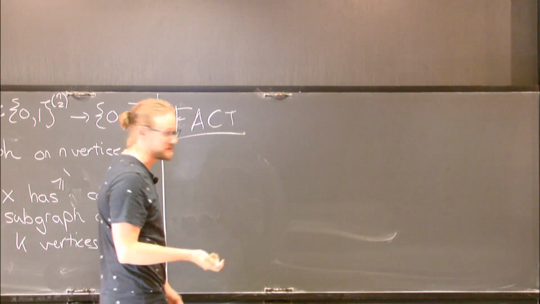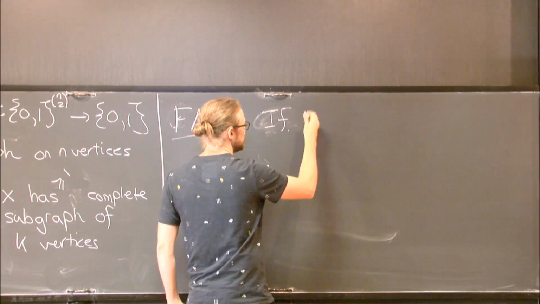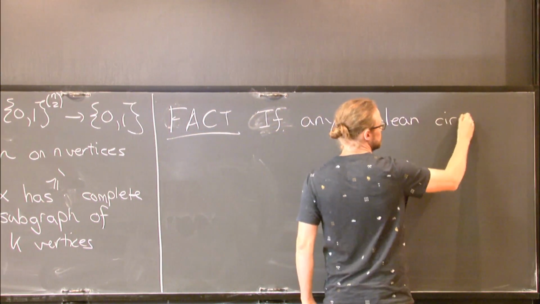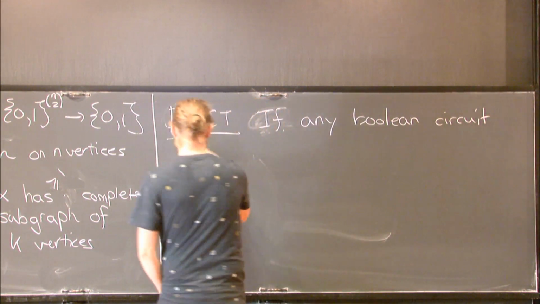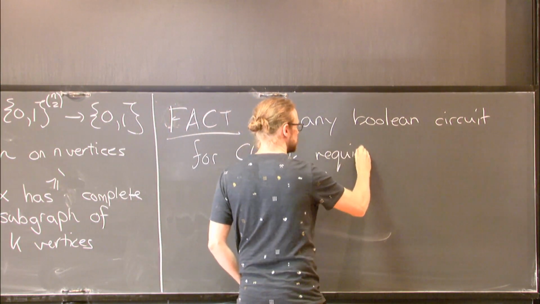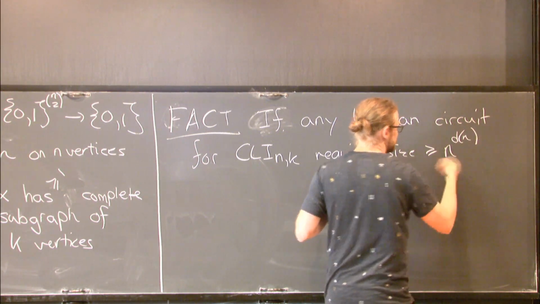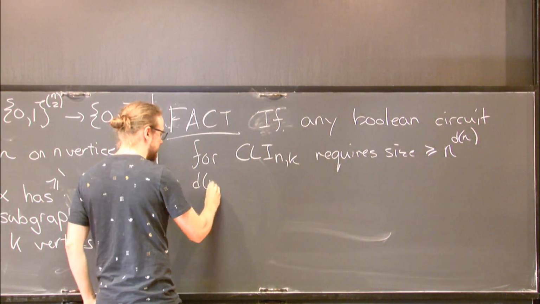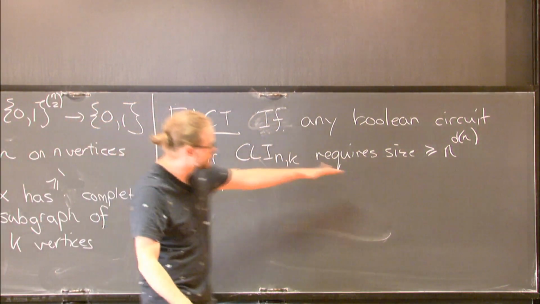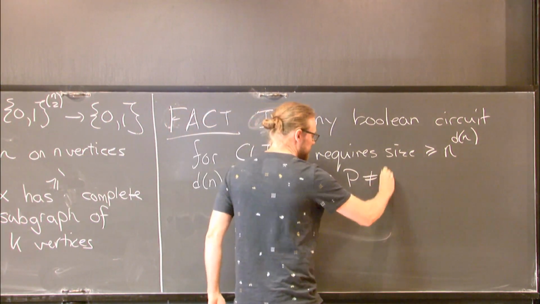So here's a fact about this function. Say any Boolean circuit for CLIQUE(n,k) requires size at least, let's say, n to the d of n. And I don't really care what d of n is as long as it eventually diverges, like it grows with n to infinity. So this is like super polynomial growth rate. Well, then P is not equal to NP.